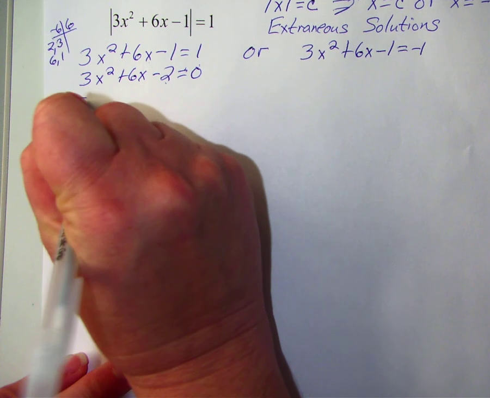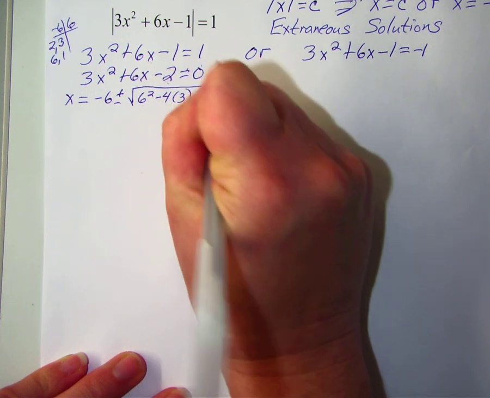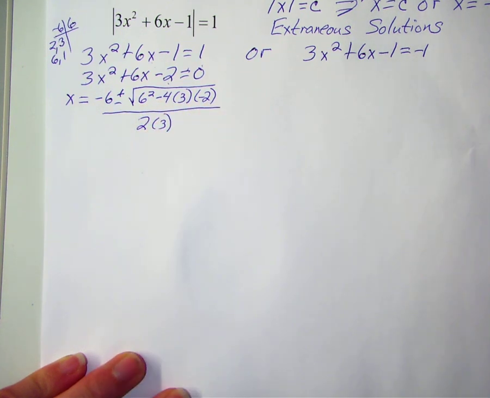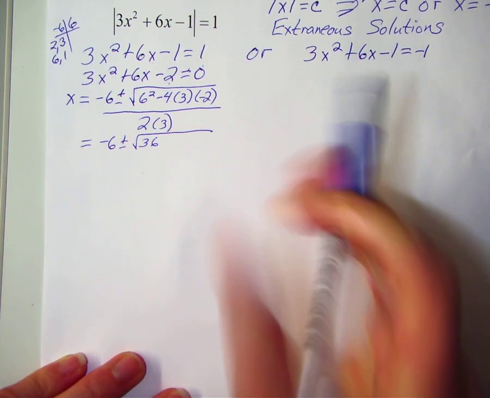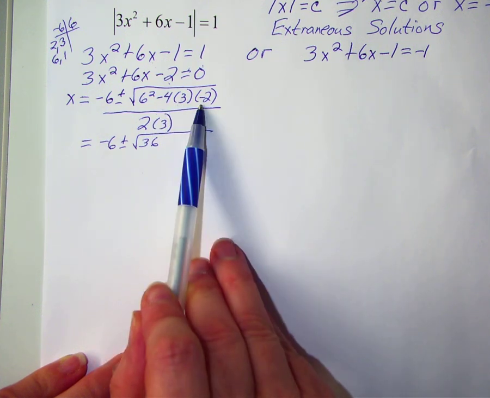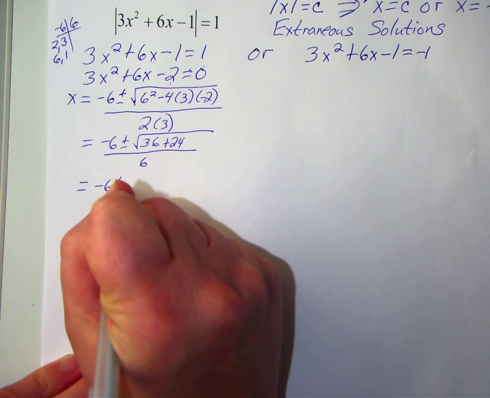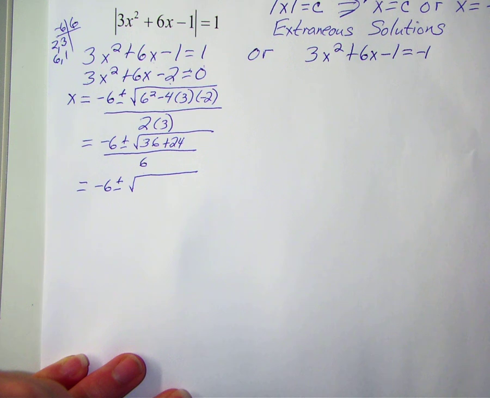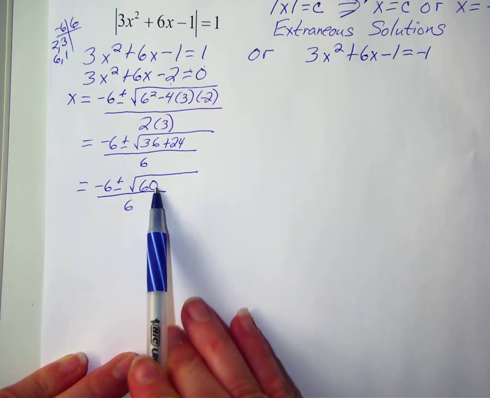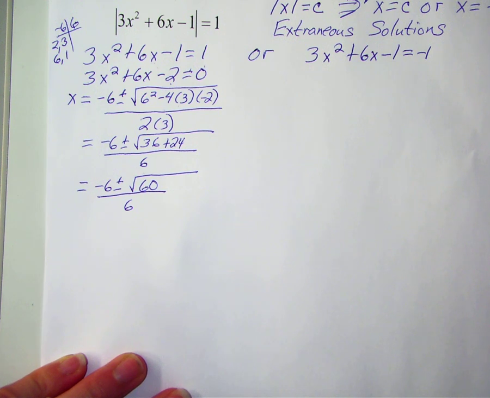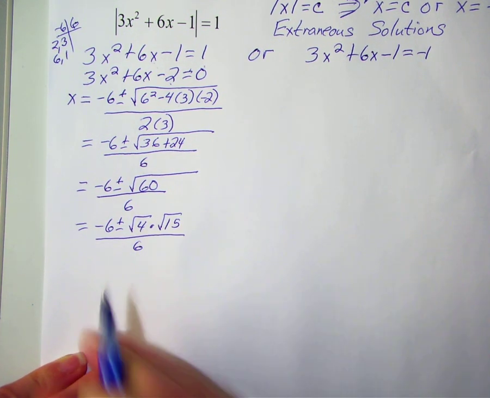So I'm going to do x equals negative b plus or minus the square root of b squared minus 4ac, all over 2a. And I'm going to simplify the stuff underneath the radical. So 6 squared is 36. Negative 4 times 3 is negative 12. Times negative 2 is positive 24. And the denominator, 2 times 3, is 6. 36 plus 24 is 60. The radical here can be simplified because 4 is a perfect square. That is a factor of 60. So I'm going to break that down into radical 4, radical 15. The square root of 4 is 2.